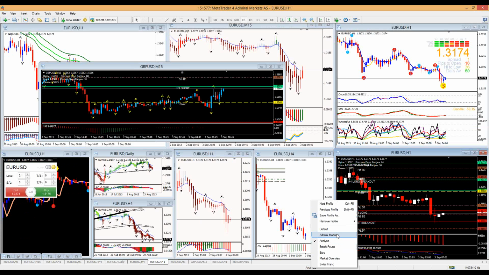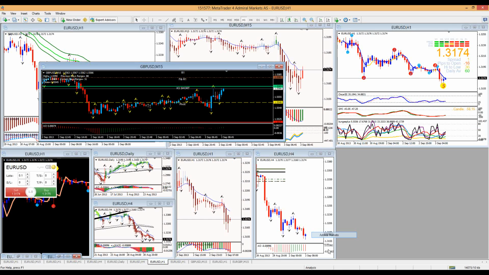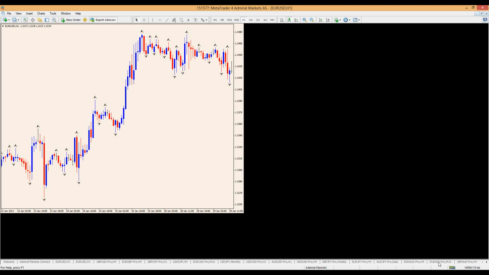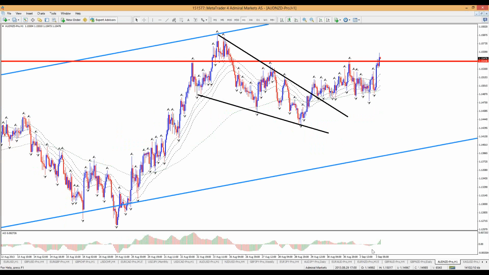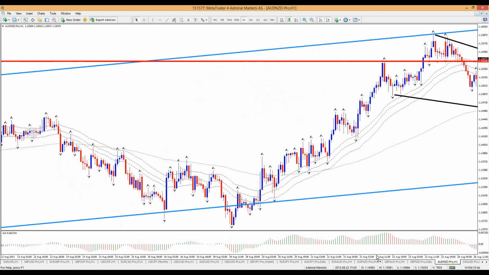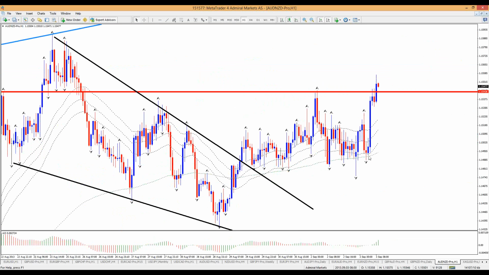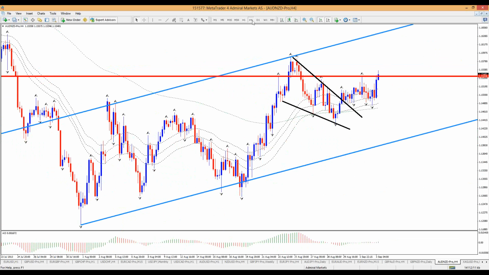Let's take a look at the AUD New Zealand. Not bad, a bit of a wick, as you can see. Let me take a look at the 4 hour chart. That's still going on. When does this 4 hour candle close? 1 second.